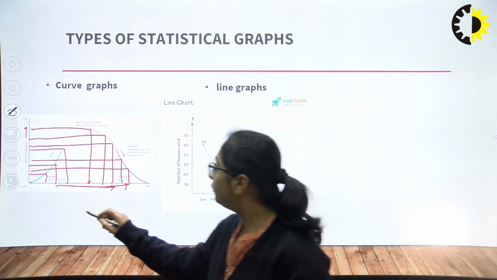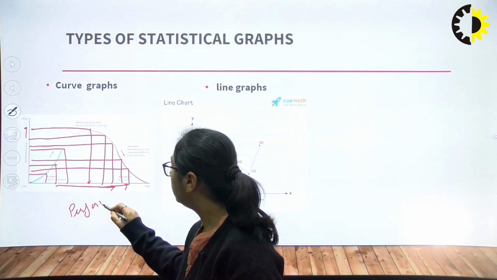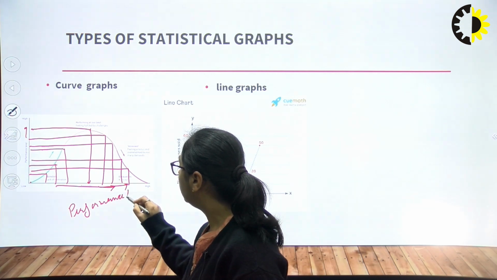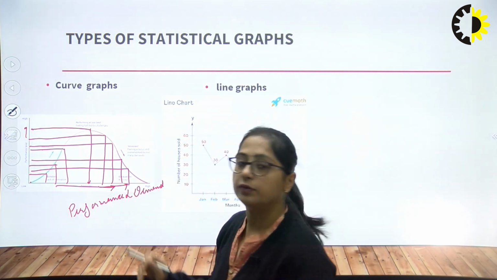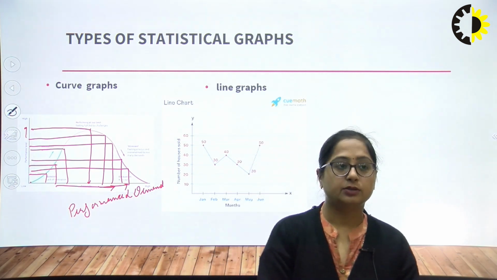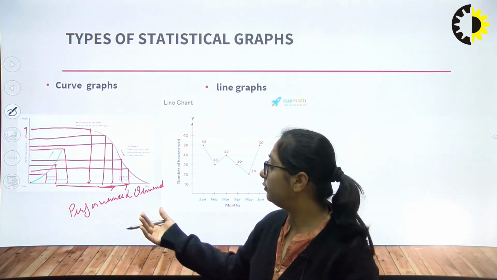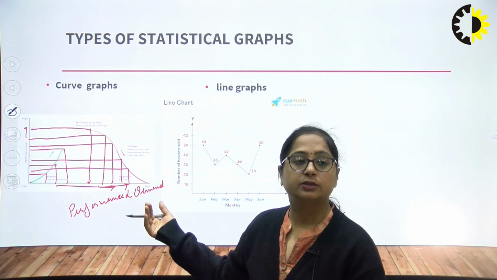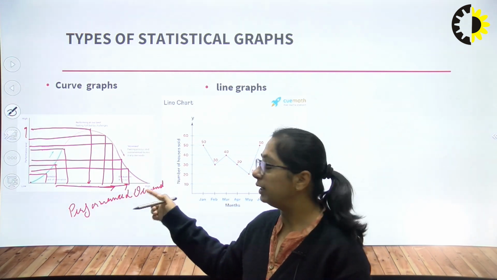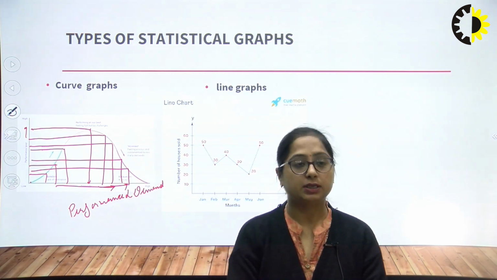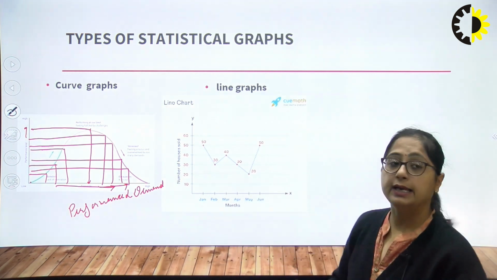That is, performance is directly proportional to demand. So if we have this kind of data, we get these curve graphs. If we have some proportional data, it will always give you a curve if both are directly proportional to each other. Next we come to the line graph.